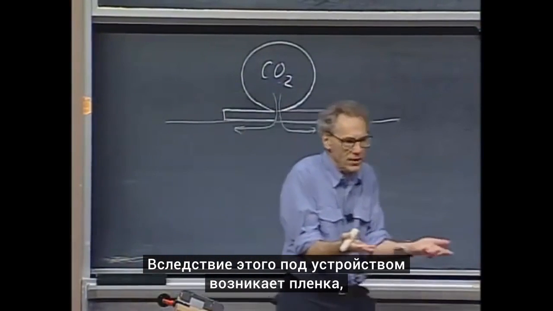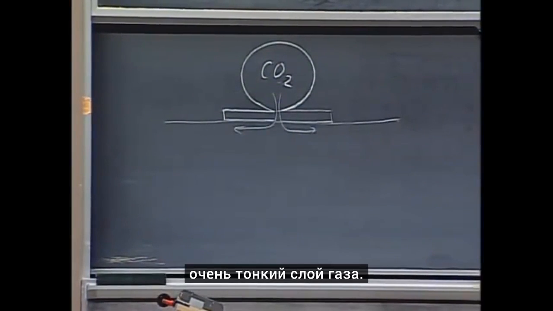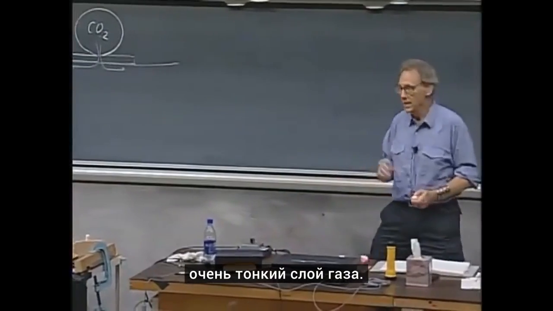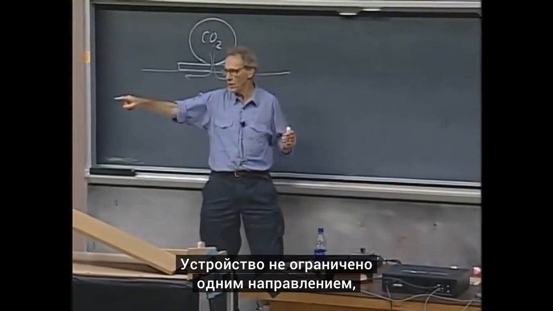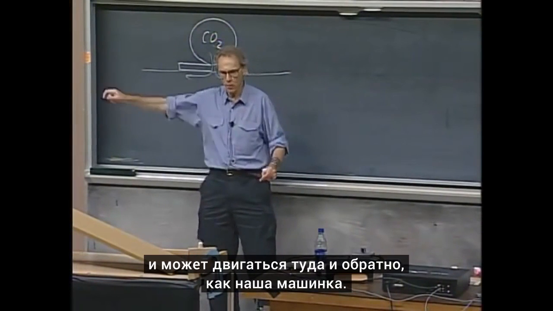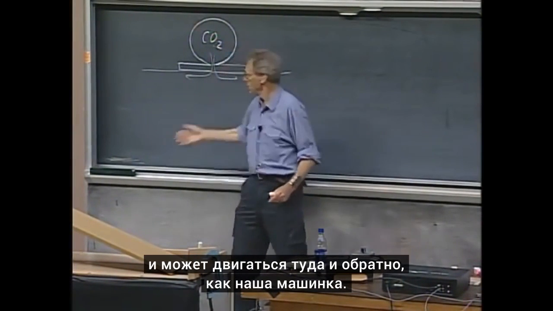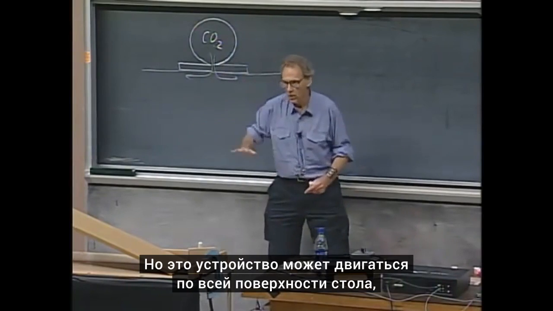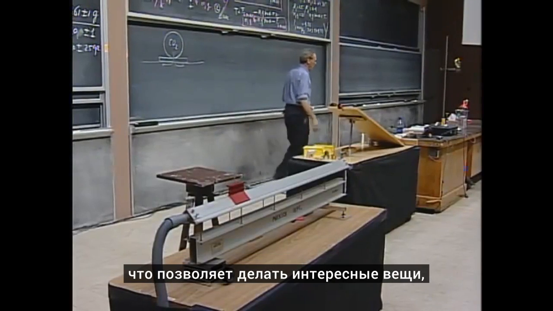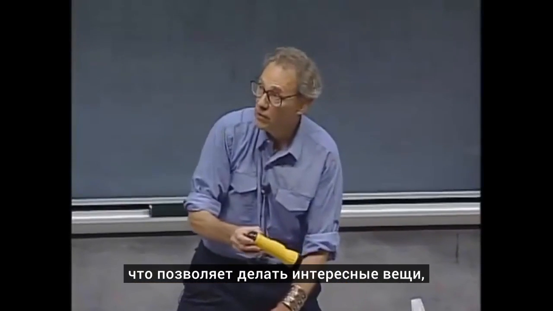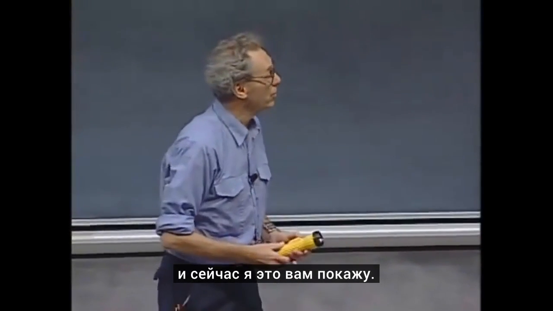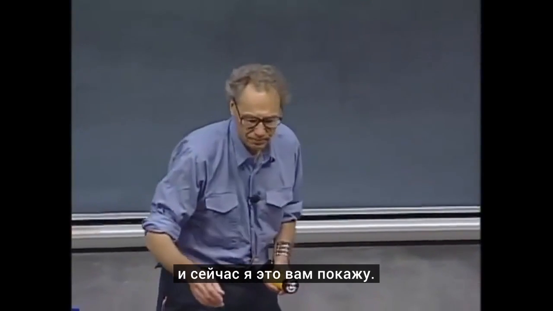Because of the room temperature, the carbon dioxide will start to evaporate and will start to flow out. And therefore, under this thing comes a film, a very thin layer of carbon dioxide, and now you can move this around in 2 dimensions. You're not stuck like you are there to 1 dimension, only going back and forth on what we call the air track, but now you can move it around over this whole surface. And that allows you to do very interesting things, as I want to show you next.